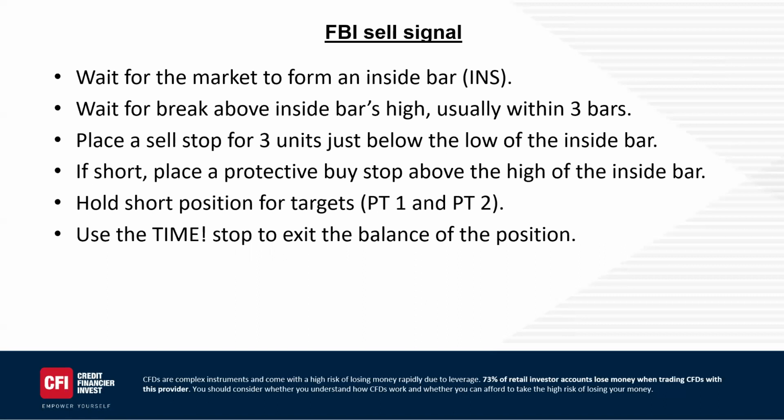Then we can place a sell stop just below the low of that inside bar, so that if the market then breaks down through the low of the inside bar, we find ourselves short 3 units. If we're short 3 units, we need to protect ourselves with a buy stop to cut down the loss if the market goes the other way. Usually I'll put it above the high of the inside bar. Again, it can be above the swing high, which is a bit higher. We hold our short position for PT1 and PT2 where we place limit orders, and we have a time-based exit to get us out no matter what after so much time has gone by. Okay, so these are the parameters of our trade.